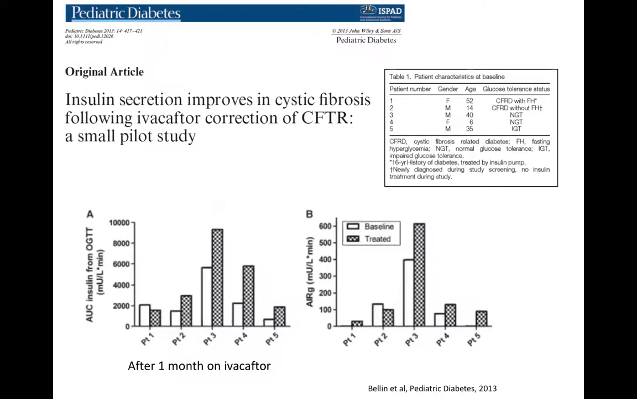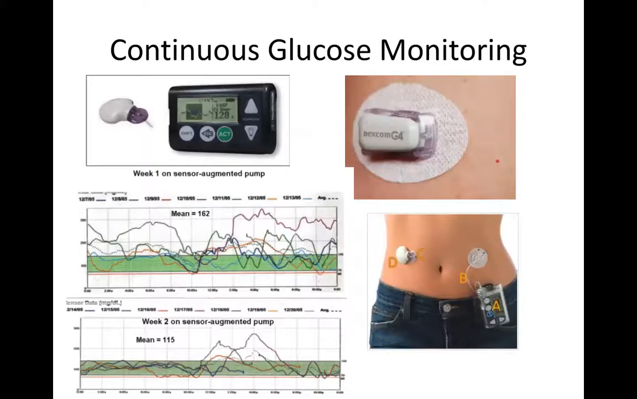So in the future, some of the things that have been changing are the advent of ivacaftor or Orkambi, and some of these other new medications that are being used to treat cystic fibrosis. These medications actually might also work at the level of the pancreas, preventing or delaying the onset of cystic fibrosis-related diabetes.